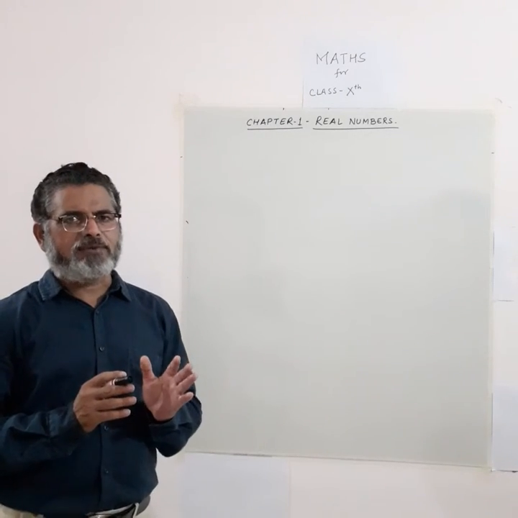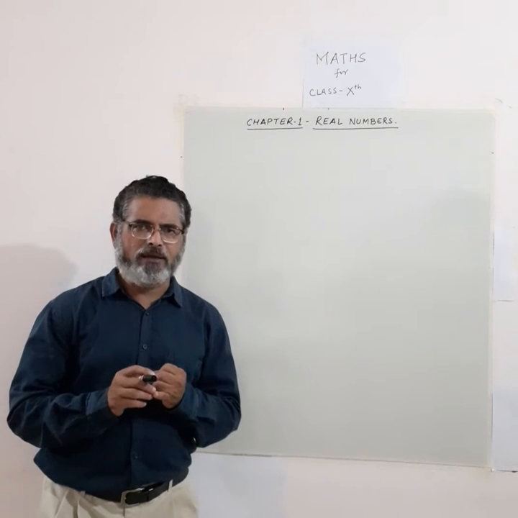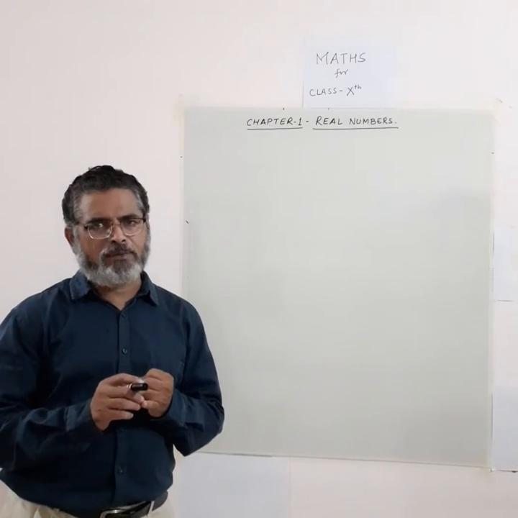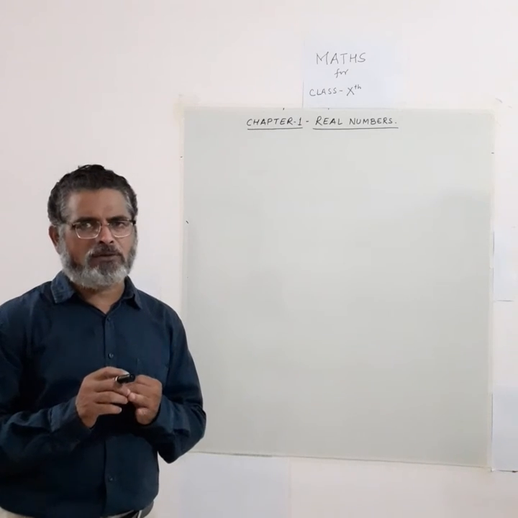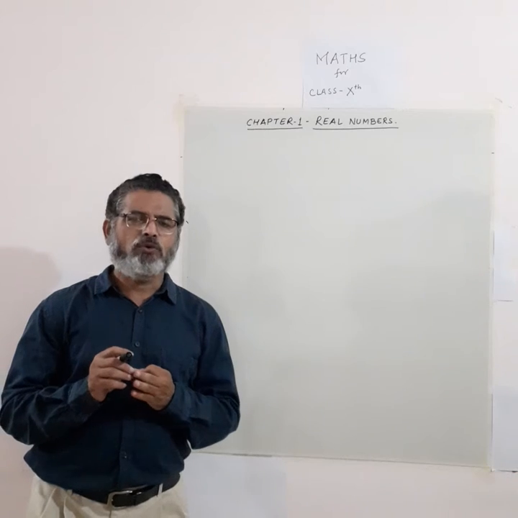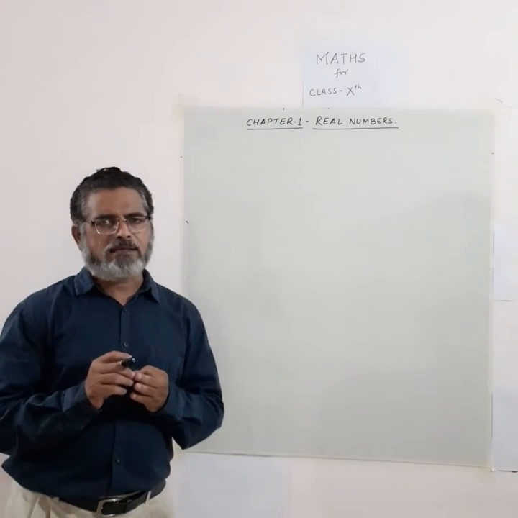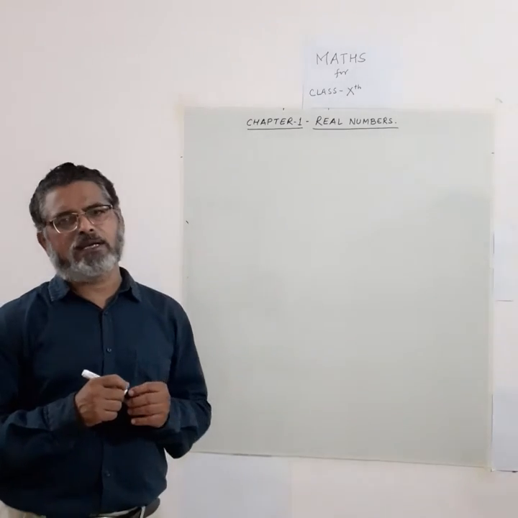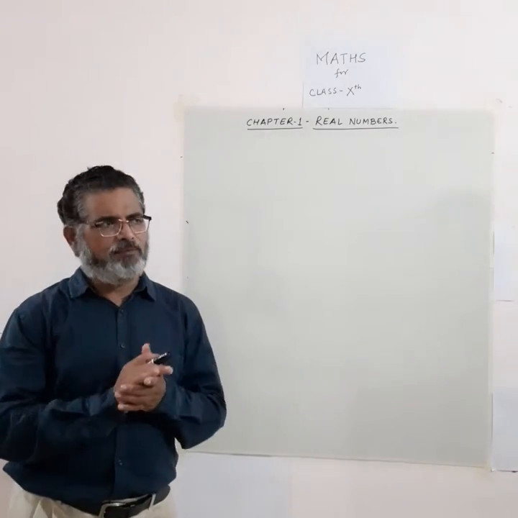In this chapter, we discuss 2 or 3 main parts. One is Euclid's division lemma, another is the fundamental theorem of arithmetic, and the third is the proof of irrational numbers. So first, we discuss Euclid's division lemma.